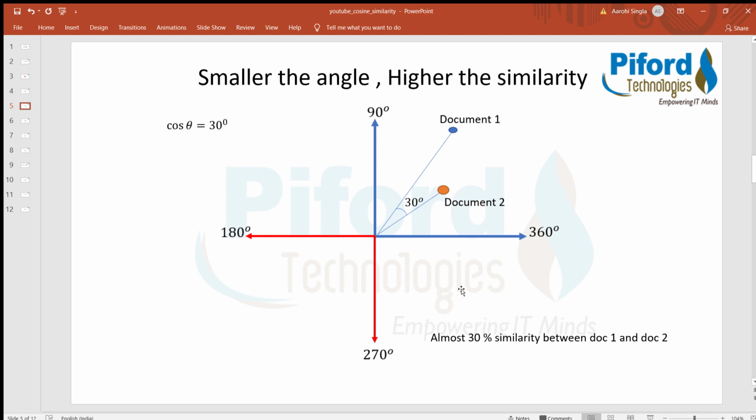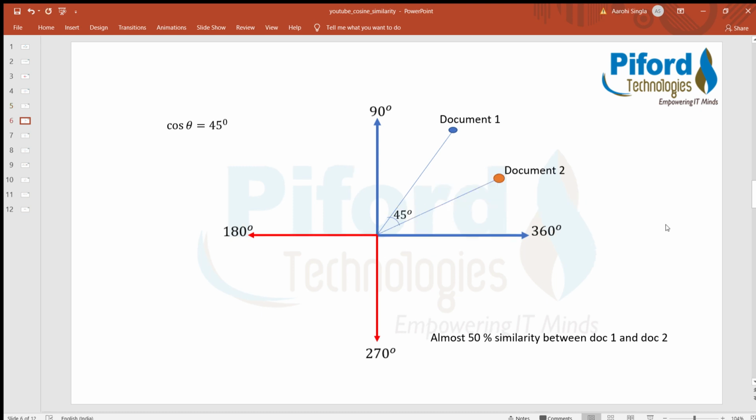From this 30 degrees we can say the similarity is high. You can say almost 70-75% similarity exists between these two documents. On the basis of the angle we are telling that.